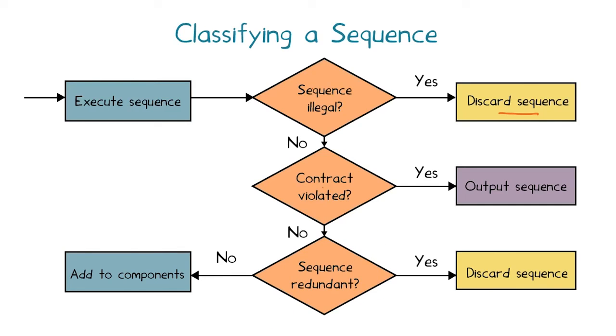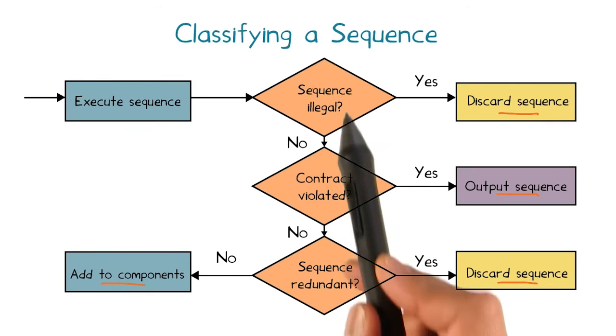Recall that a contract is analogous to a postcondition, an assertion on the final result of the sequence. If a contract is violated, it outputs the sequence as a contract-violating test case. Otherwise, it checks whether the sequence is redundant. If so, it discards the sequence. Otherwise, it adds the sequence to the set of components.